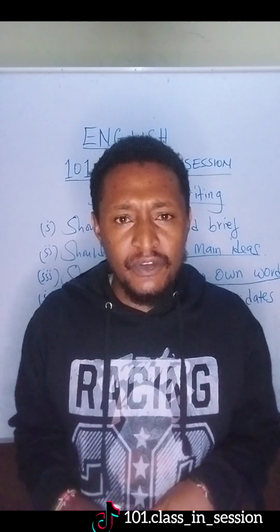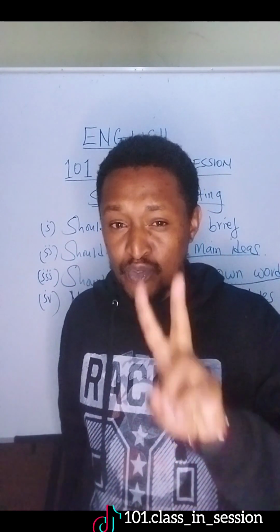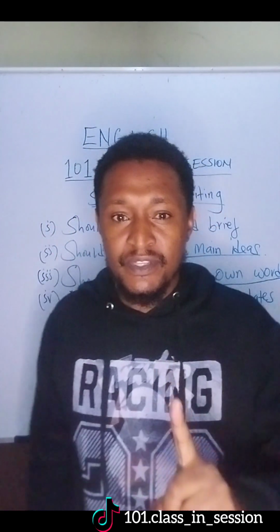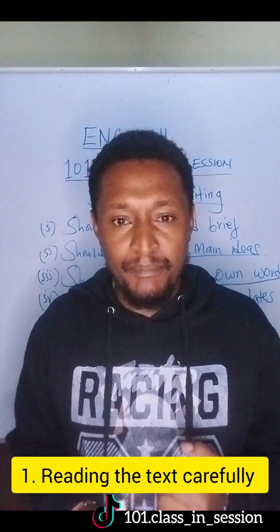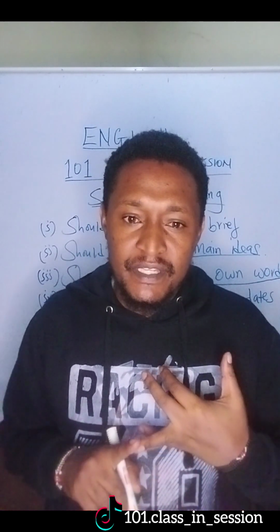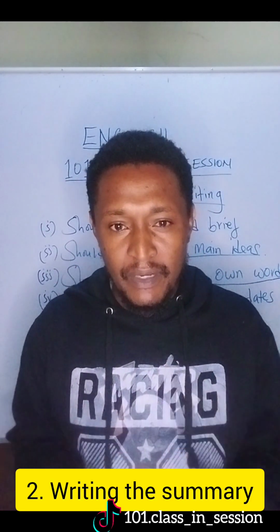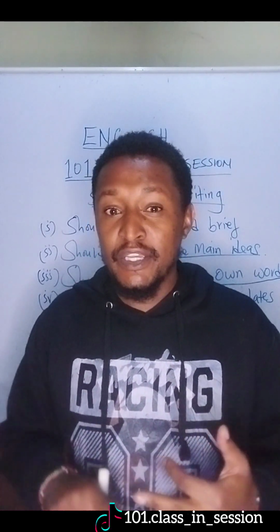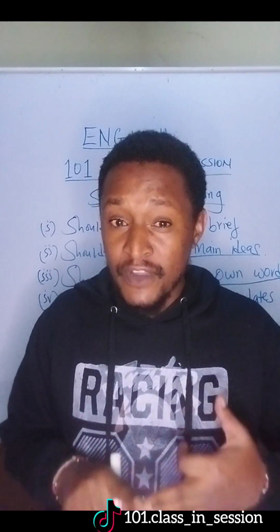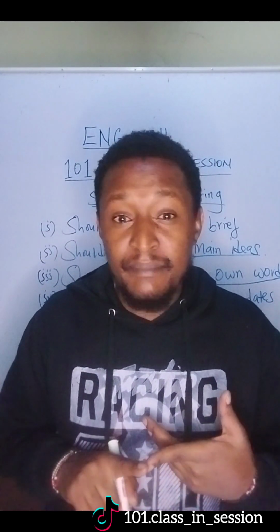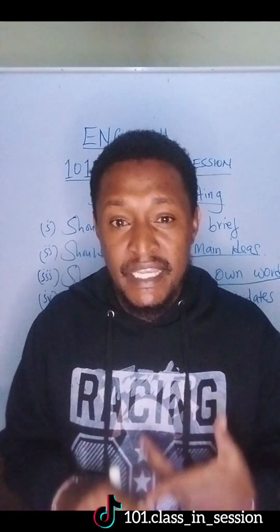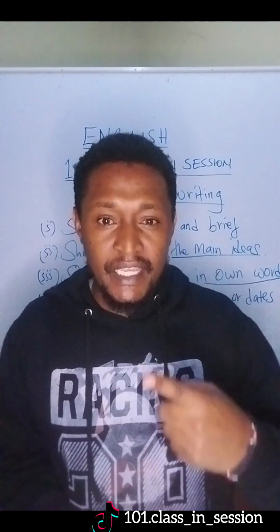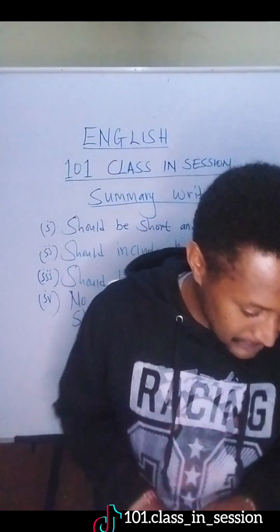Now, summary writing involves two processes. The first process is reading, and the second process is writing. Have we understood up to here? Number one, we have defined what a summary is. We have looked at the importance of a summary. We have looked at the features or characteristics of a good summary, and now we are looking at the processes of summary writing. We have said there are two processes. The first is reading and the second is what? Writing. Let's go into reading.